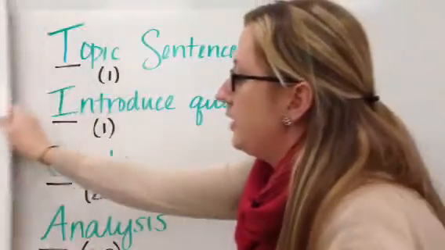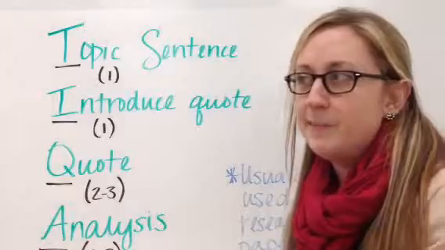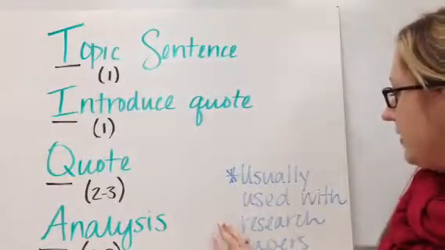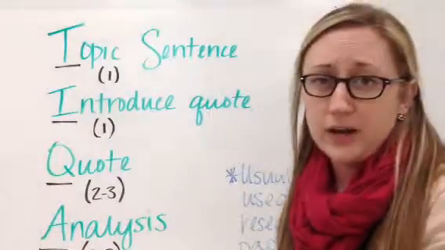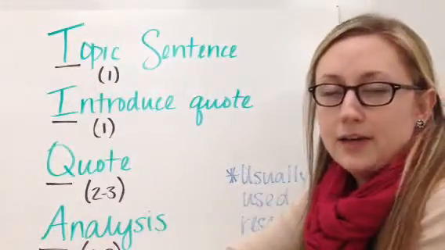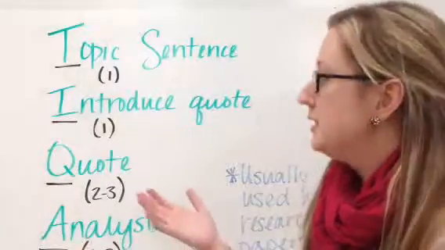The other example we can use when we're looking at writing paragraphs is TICA. Not as cool as the meal plan, possibly. Over here you'll see I wrote that it's usually used with research papers. This is going to be used in a more formal kind of writing. So again, your topic sentence, out of the gate, you're going to say exactly what you're talking about. That's usually going to just be 1 sentence.